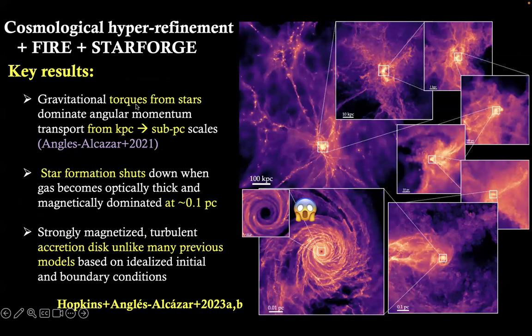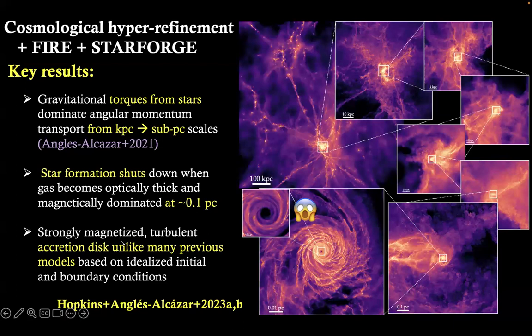So in agreement with previous work, we found that gravitational torques from stars dominate the angular momentum transport all the way down to subparsec scales. But then the physics changes completely. Very interestingly, at around 0.1 parsec scales, star formation shuts down because the gas becomes optically thick to its own cooling radiation. And there are also very strong magnetic fields that are also providing support against fragmentation.